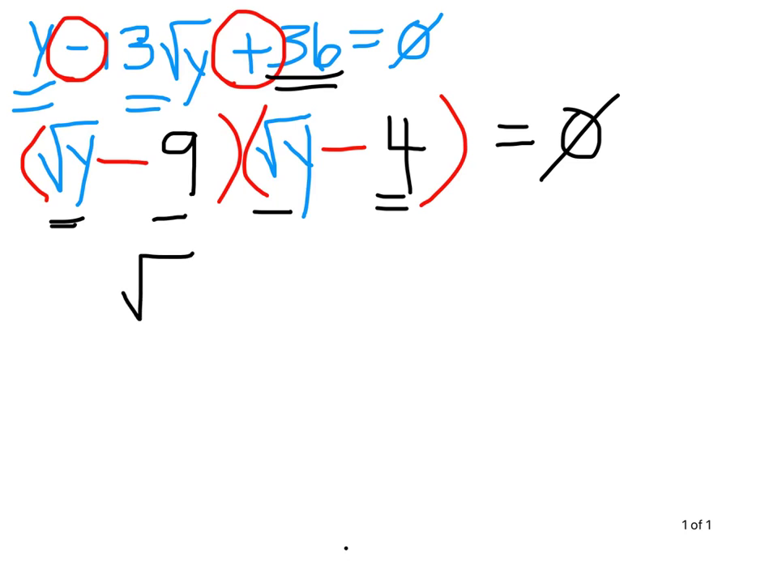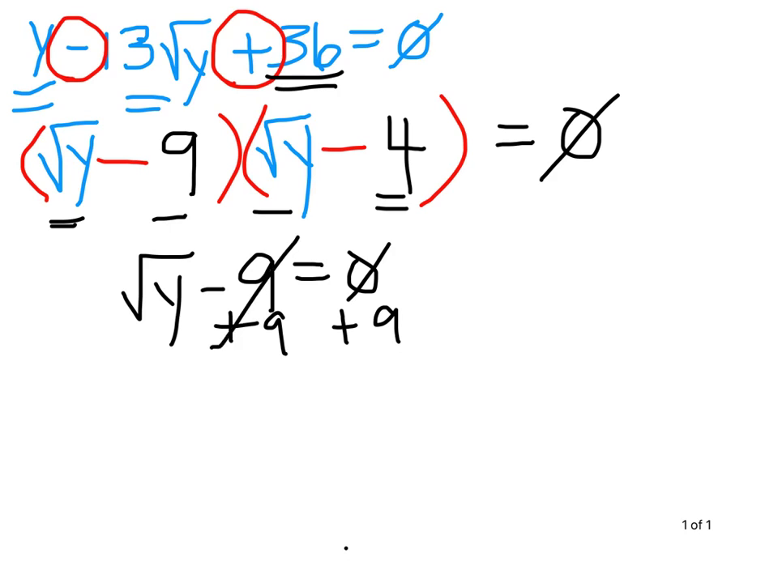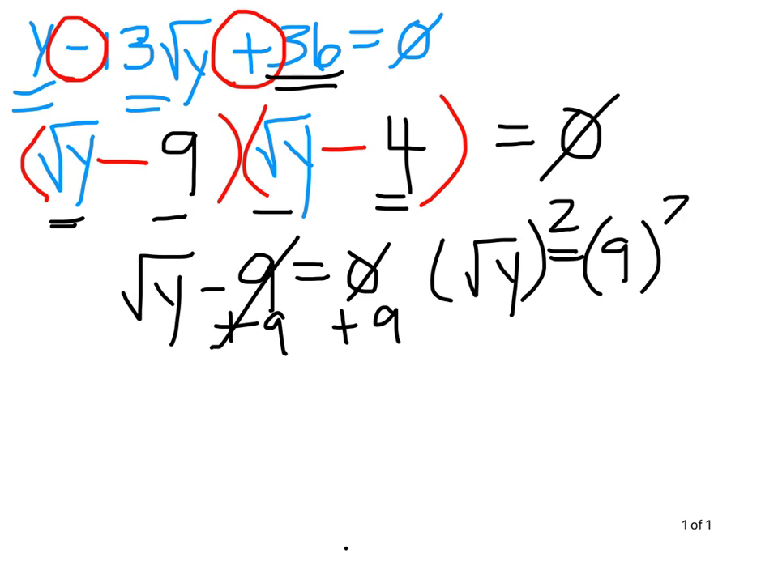So here we have square root of y, this is such a tongue twister here, minus 9 is equal to 0. So we're going to add our 9 to both sides. That cancels out the 9 on this side. That leaves us with square root y is equal to 9. So then we can go ahead and square both sides, leaving us with y being equal to 81.